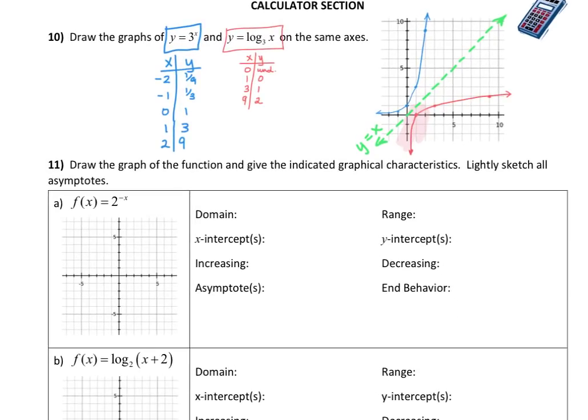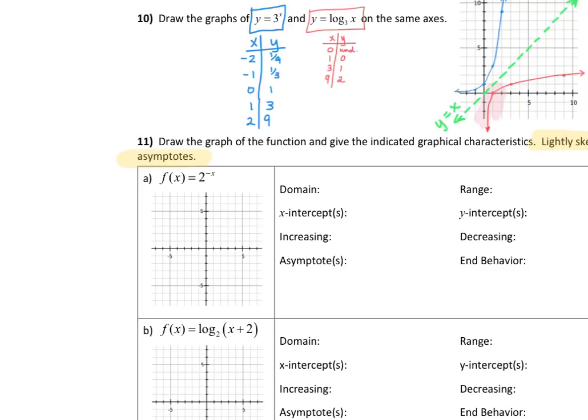Now, what you're going to do for the next couple of problems is type the equation into your calculator and then draw the graph. I'm going to ask you to graph the points that you can that are whole number points. And I'm also going to ask you to lightly sketch all asymptotes. So remember to draw your asymptotes.